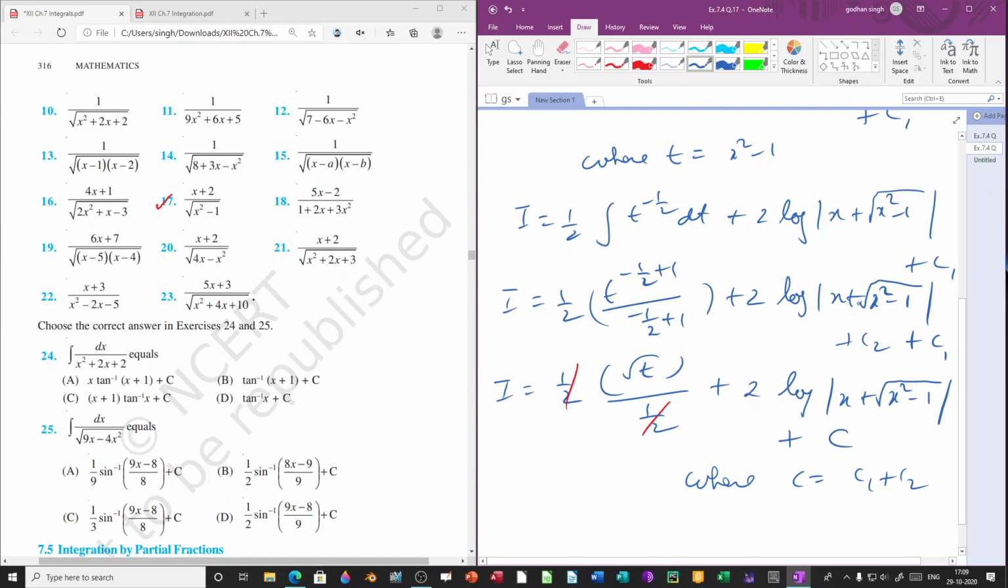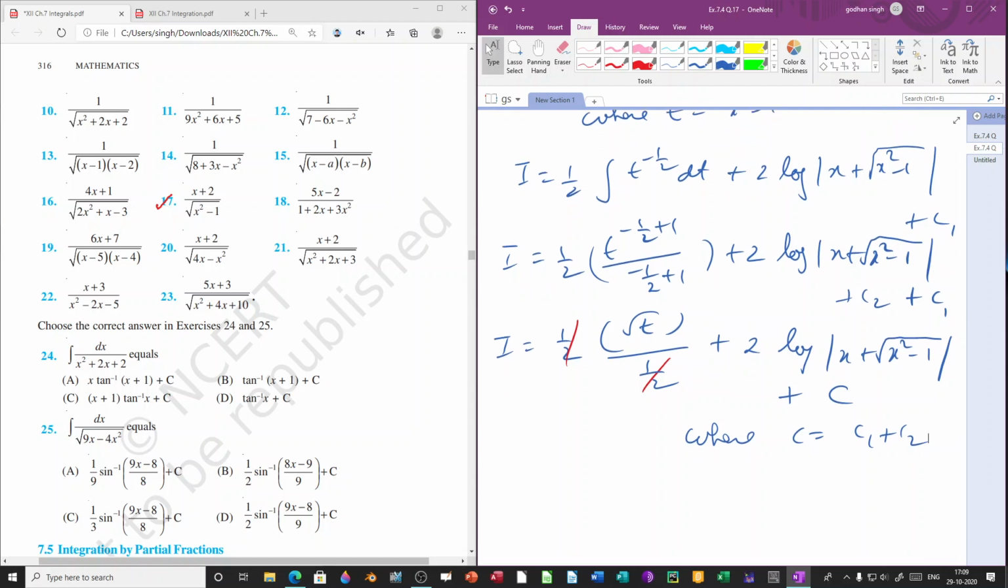So now just putting the value of t as x square minus 1. So our final answer will be I equal to square root of t, and t is x square minus 1. So square root of x square minus 1 plus 2 log modulus of x plus square root of x square minus 1 plus c. So this is our final answer. So this is the answer of question number 17.